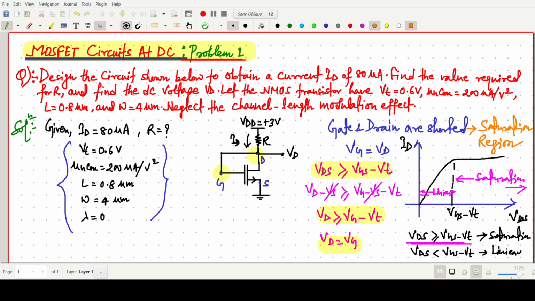Now we know the circuit is in the saturation region, so we move forward. What do we have to write? We have to write the drain current equation in the saturation region. I am writing it like this, ID equals 1 by 2 mu n COX, W by L, VGS minus VT whole square. That formula you have to know. So this is the current in the saturation region.